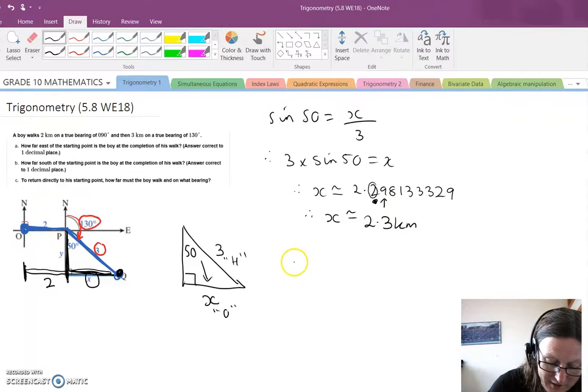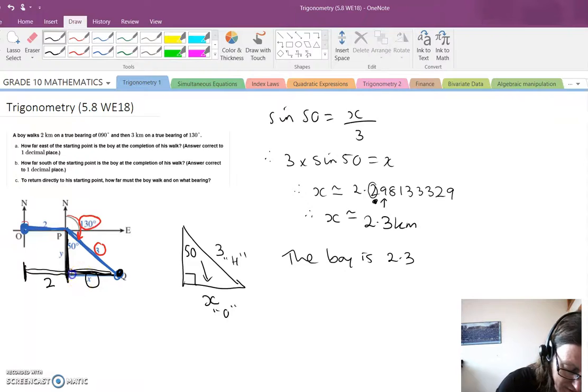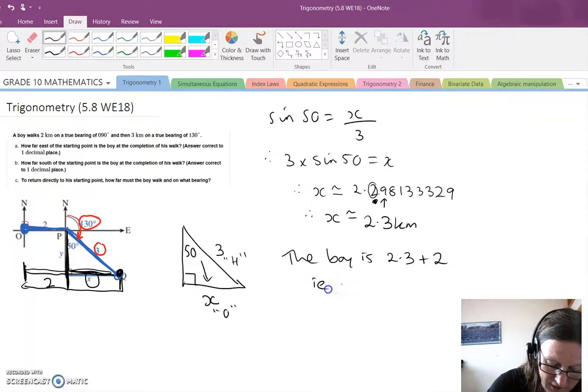So how far east? The boy is, it's the 2.3, which is this distance here, plus the 2. So i.e. 4.3 kilometres east of his starting point.